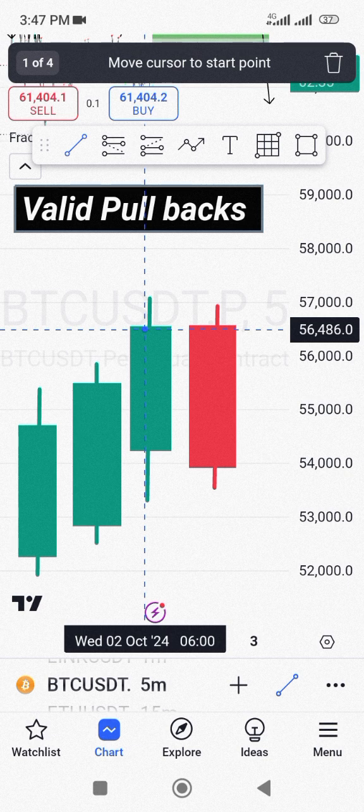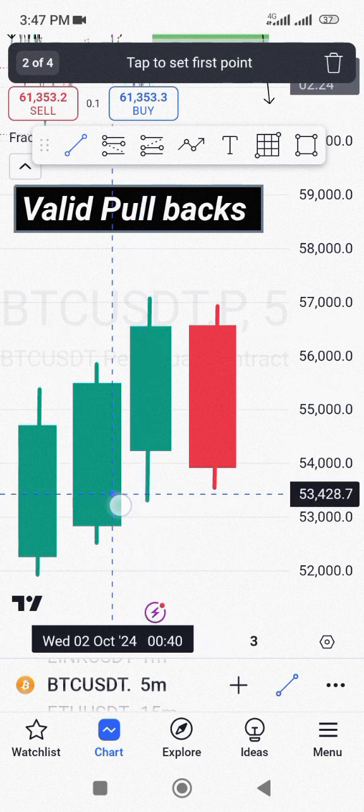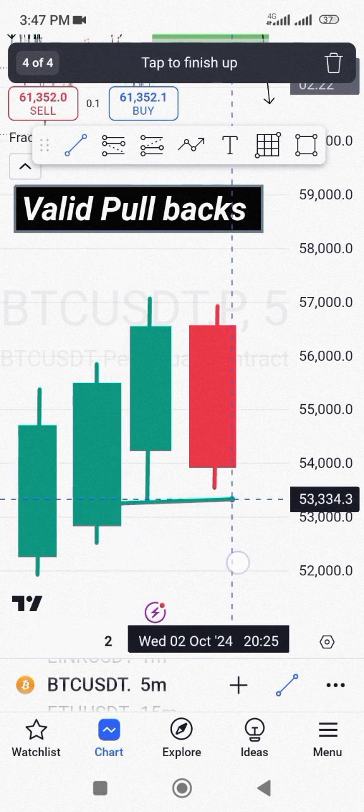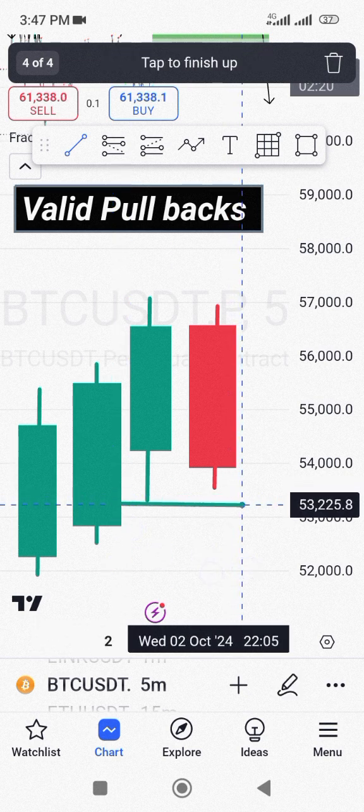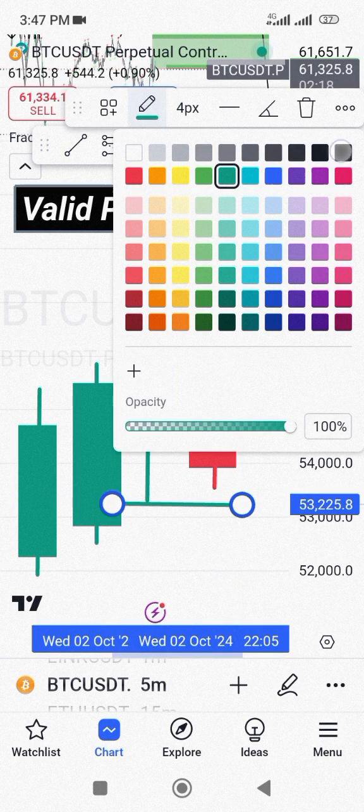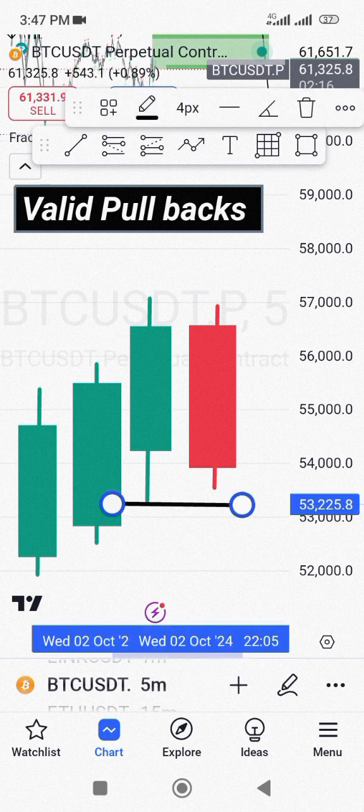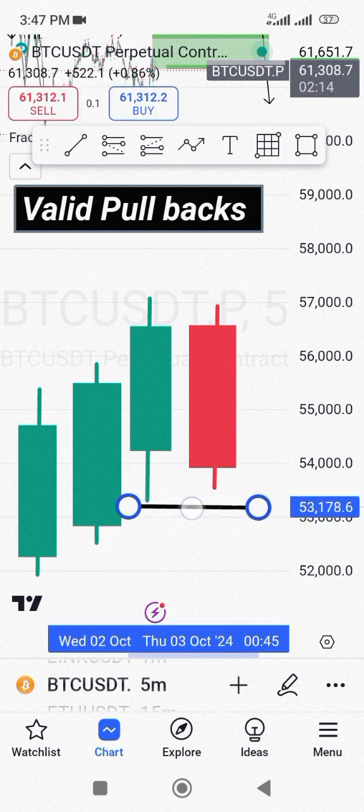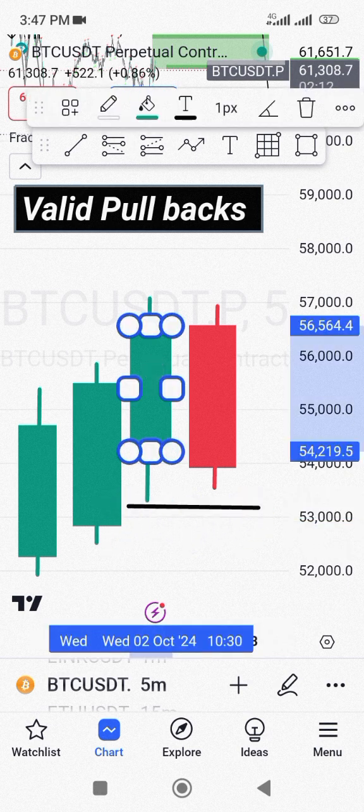In this case we have buyers in control, so the high of the previous candle keeps breaking and keeps going up. So you look at the highest candle there and check the low. The low of this candle is right here, so I'm going to change this to black. So this is the low point of this candle, which is the highest among the impulsive candles.